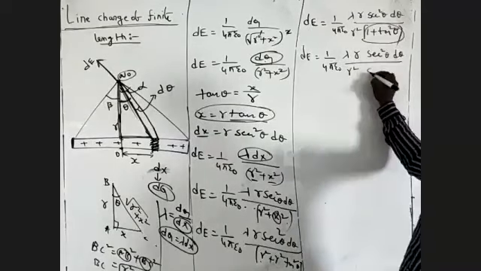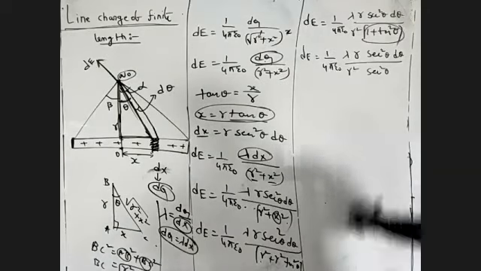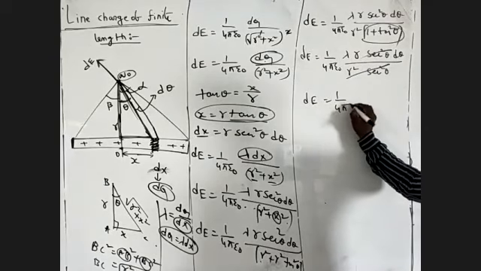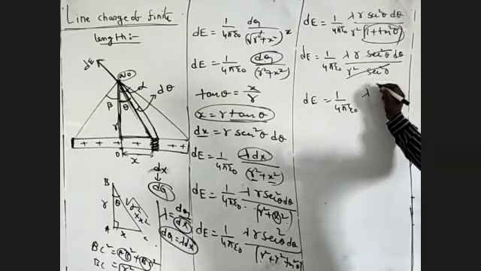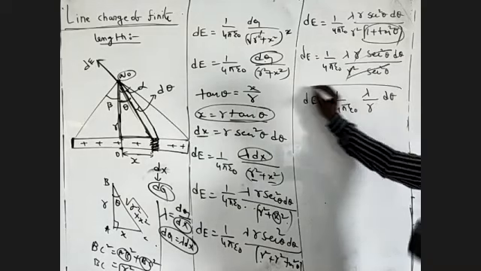So the value is secant square theta, and the secant square theta terms cancel. dE is equal to 1 by 4 pi epsilon naught lambda r times 1 by r d theta, and we are getting this.